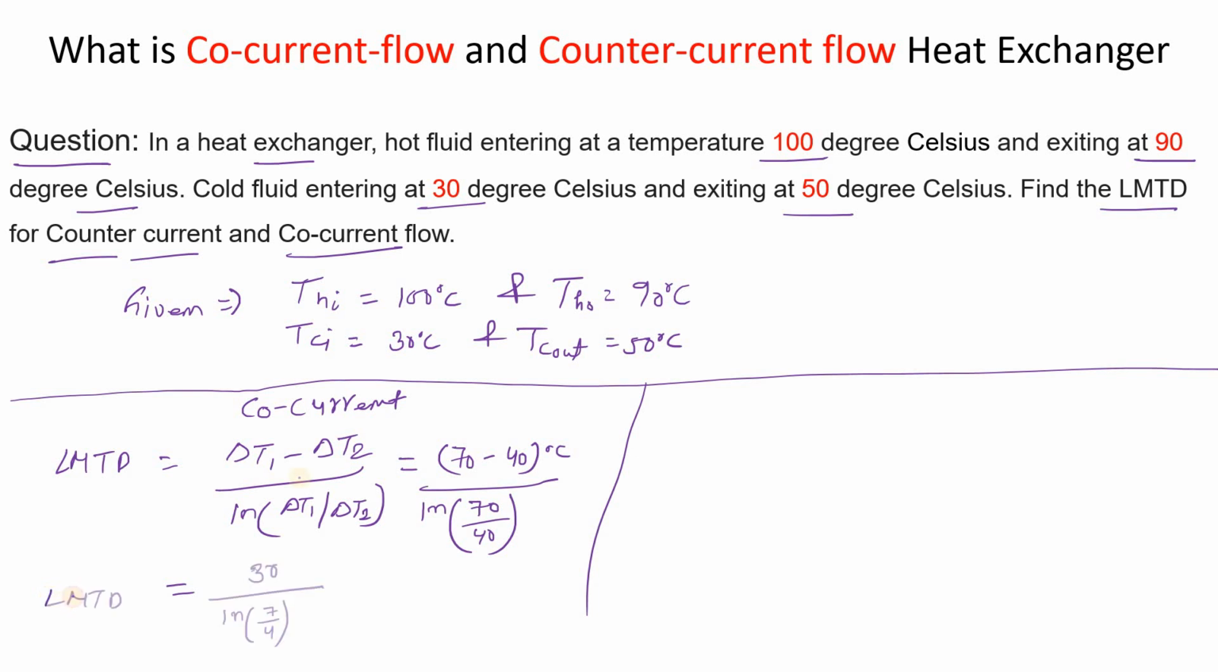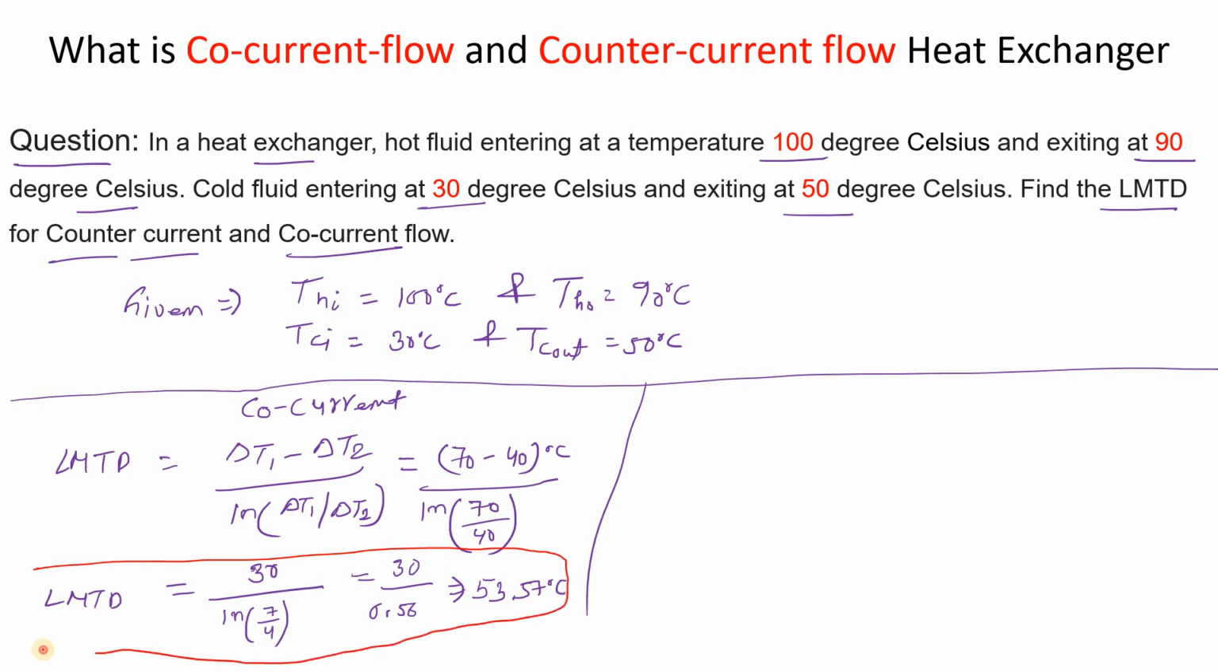Now solve this one. So it will be 30 divided by ln 7 by 4, which is around 0.56. Now further solve this one, and you will get the temperature 53.57 degrees Celsius, right? So this is the LMTD for the co-current flow or the parallel flow. I hope you understood how to calculate the co-current flow LMTD, and I have already told you how to select delta T1 and delta T2, right?